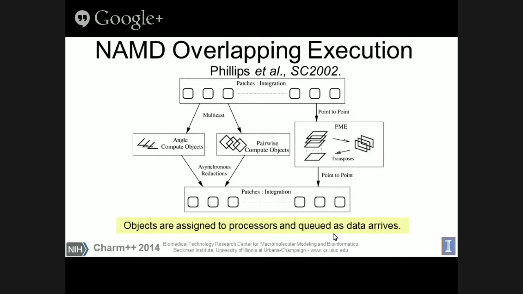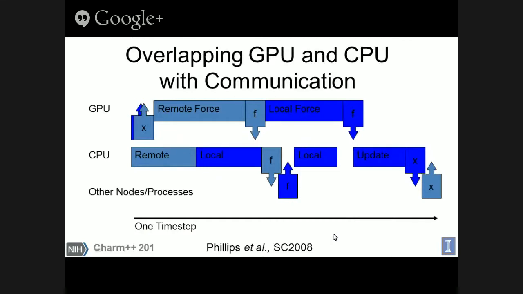When GPUs came around, the pairwise objects are by far the most expensive part, so we offload that to the GPU. We were sort of early adopters for this, and we can overlap communication and computation on the GPU with the CPU, transferring positions, running some of the forces in parallel, doing the local forces last so that we can communicate forces and positions.